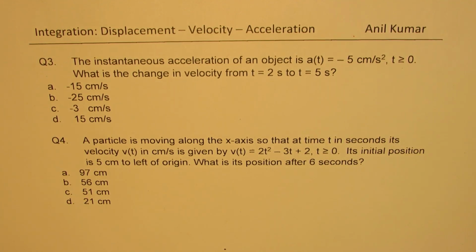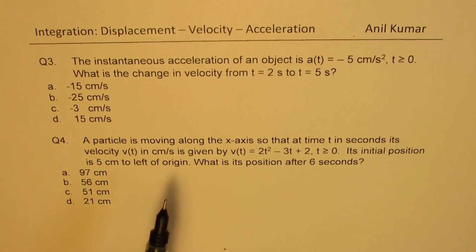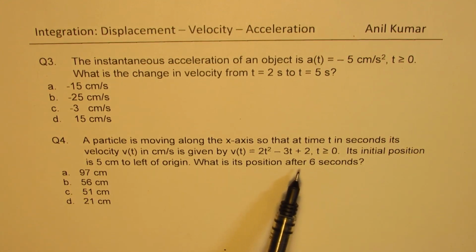Question number 4. A particle is moving along the x-axis so that at time t in seconds, its velocity v of t in centimeters per second is given by v of t equals 2t square minus 3t plus 2, where t is greater than or equal to 0. Its initial position is 5 centimeters to the left of origin. So that means at t equals 0, the position is s of 0 is minus 5. What is its position after 6 seconds? The choices are given to you. You can pause the video, answer the question, and then look into my suggestions.